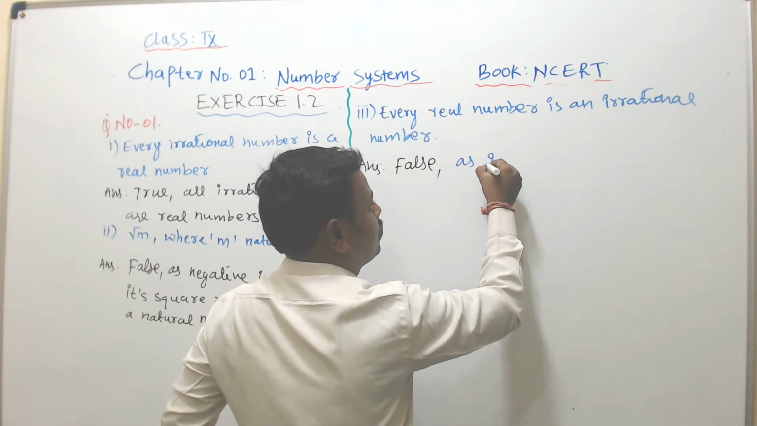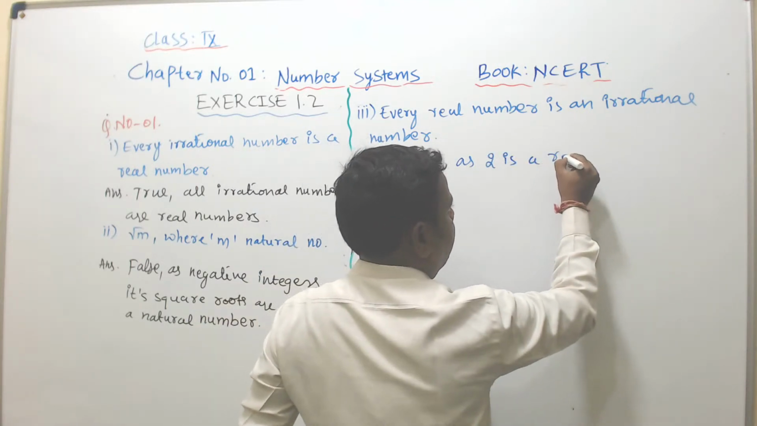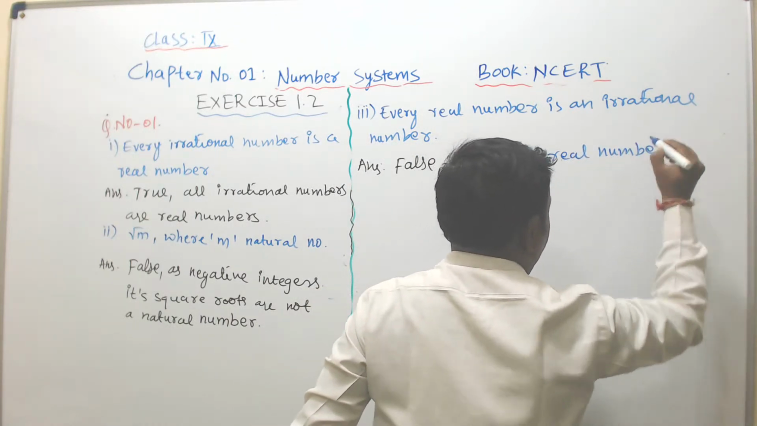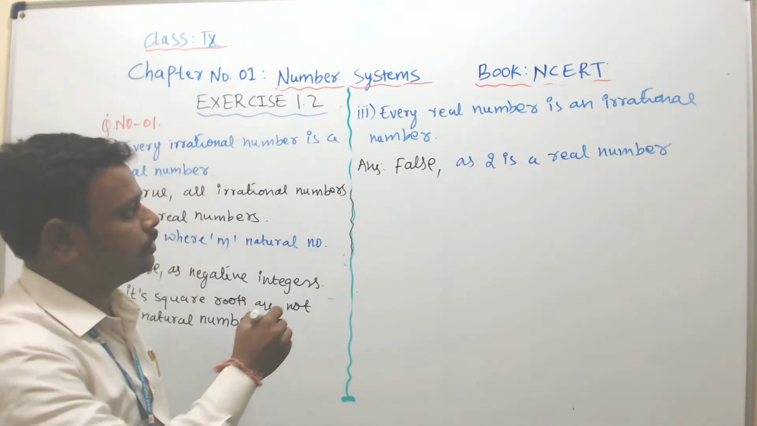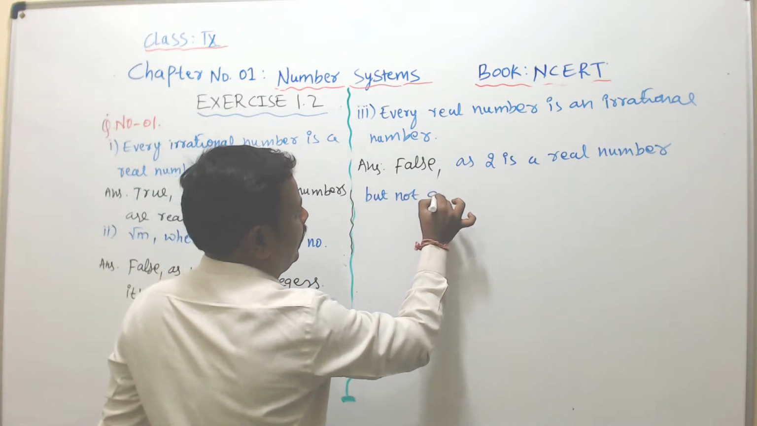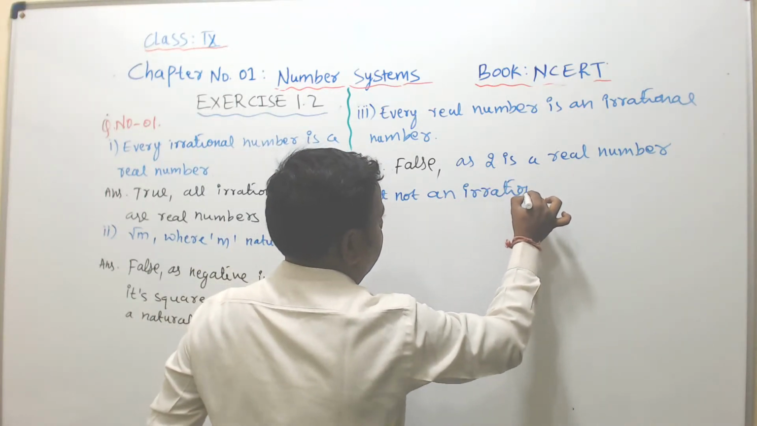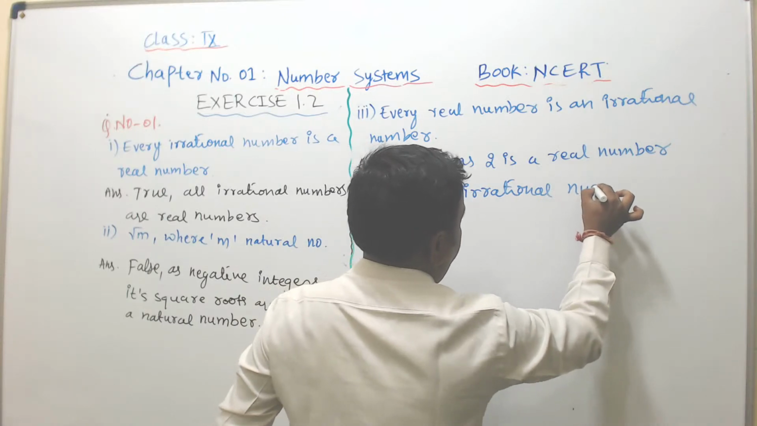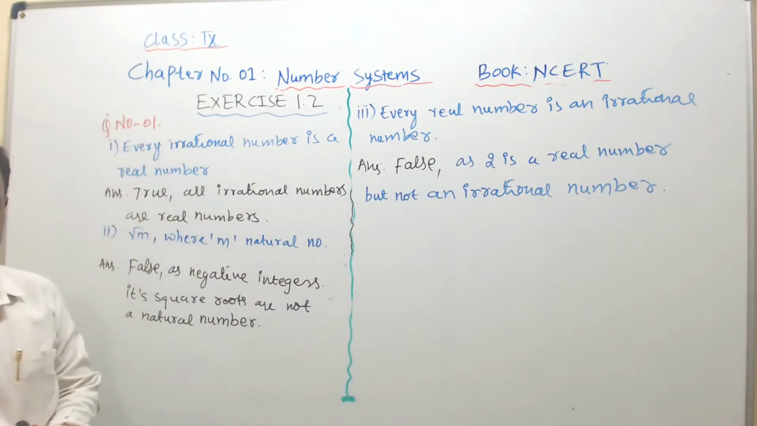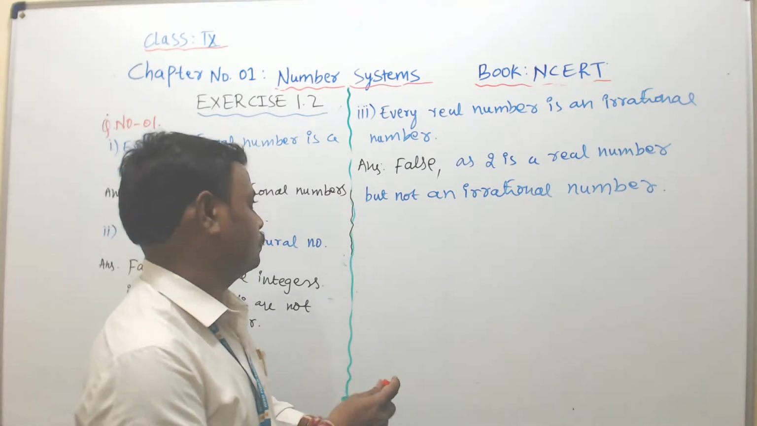Because 2 is a real number, I am writing real number instead of rational number, a real number but not an irrational number. So these are the 3 points. So we'll move to the next question.